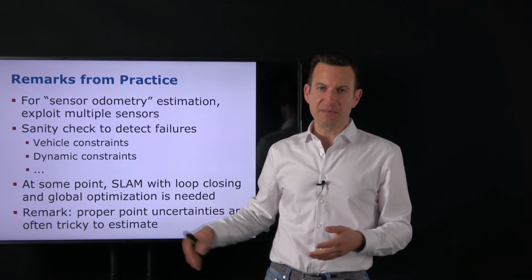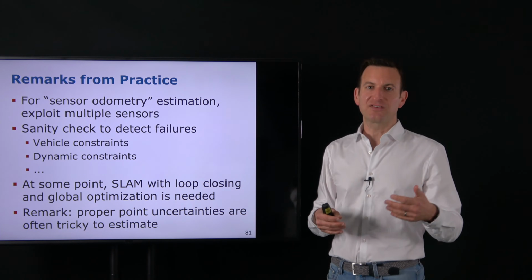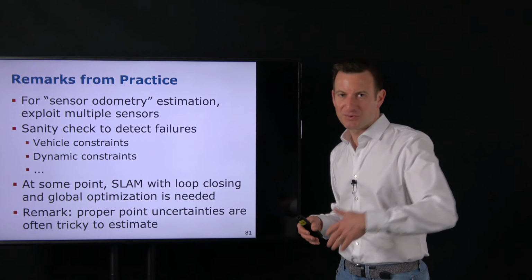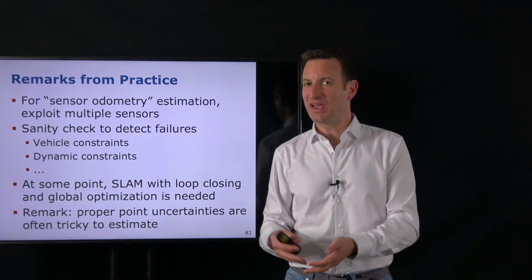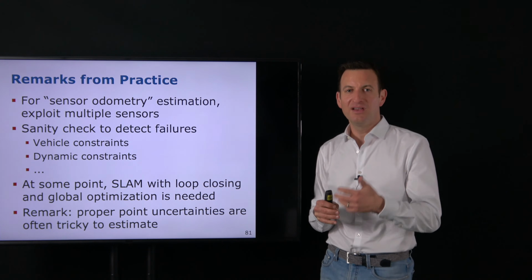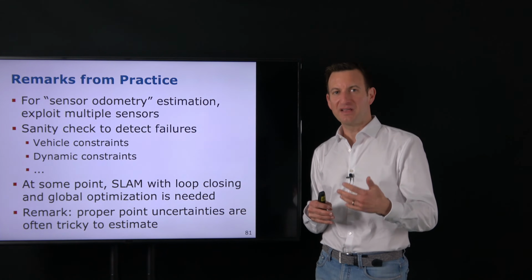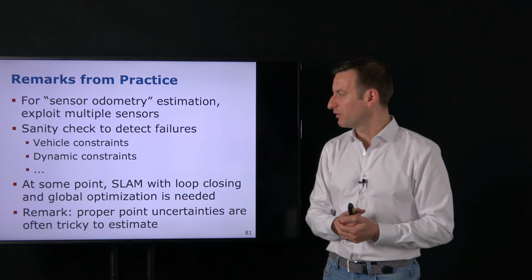Velocity constraints or other dynamic constraints. Your car won't accelerate from 0 kilometers per hour to 100 kilometers per hour within a second, or it's very unlikely that it's going to do that. So exploit constraints because they often allow you to identify certain failure cases.